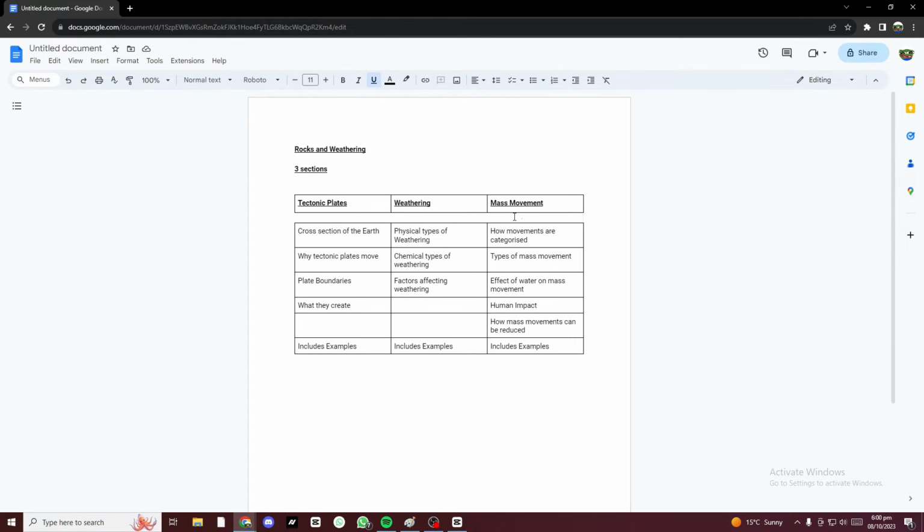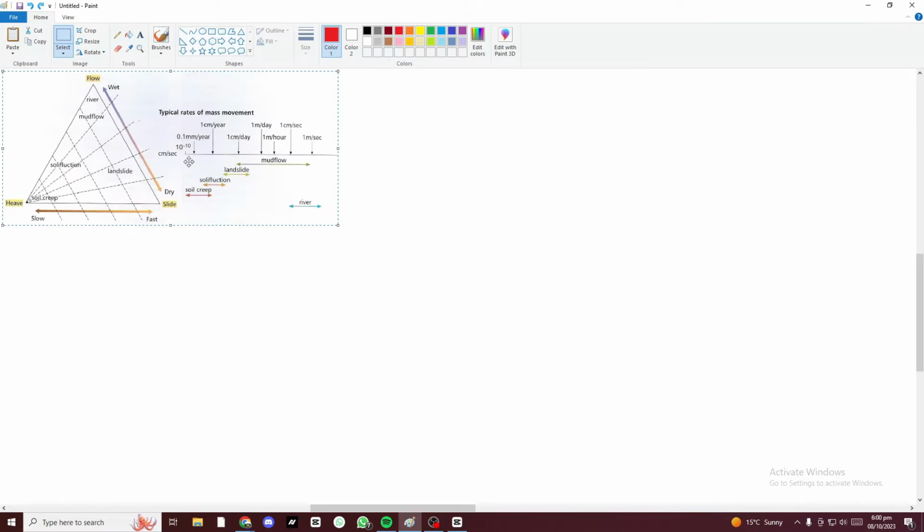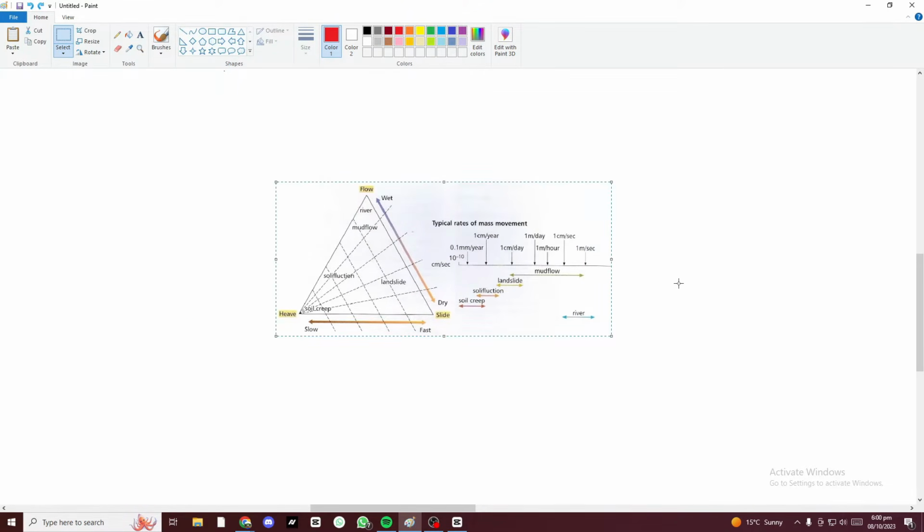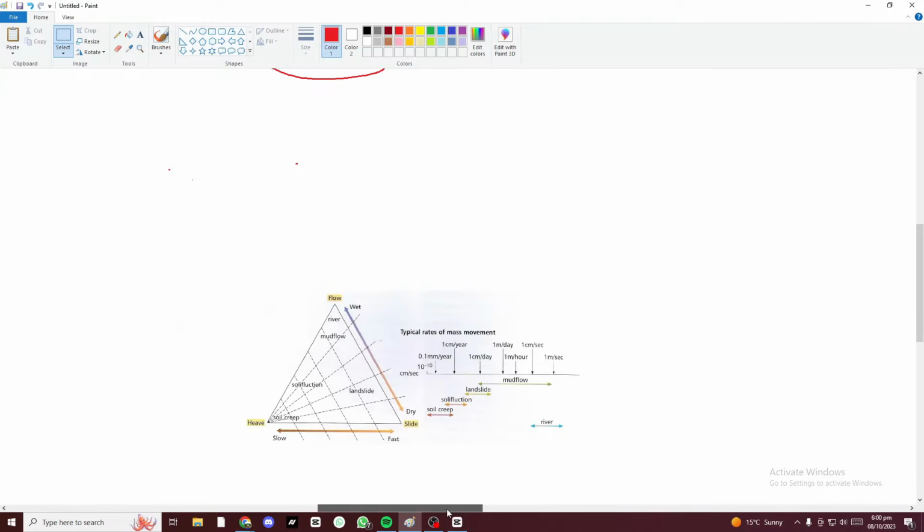Okay, now finally we are moving on to mass movements. So how are mass movements categorized? I'm not going to go into detail with this because it's pretty straightforward. If you want to understand how mass movements are categorized, just look at this table here. As you can see, slowest is creep and the quickest is a river. Just look at this table and you should understand exactly how they're categorized.